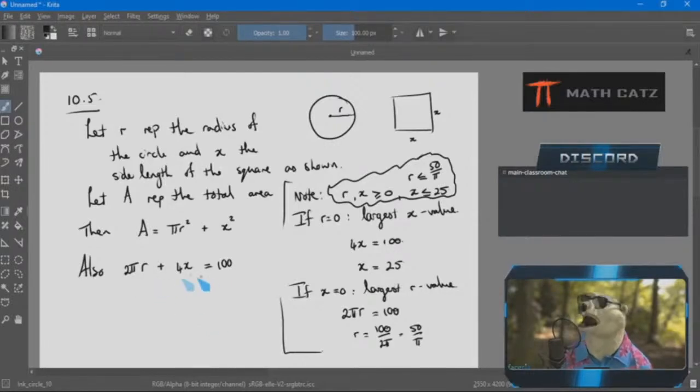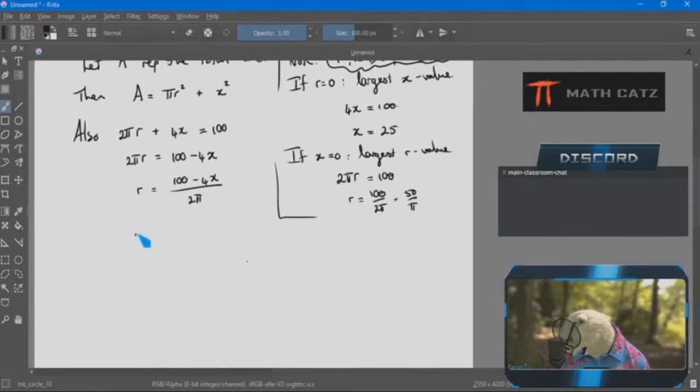Now you can decide which one do I want to eliminate here. Let's go for r, why not? So 2 pi r equals 100 minus 4x. So r equals 100 minus 4x over 2 pi. I could simplify that a little bit more if I really wanted to, and why not? It's not hard to do. 50 minus 2x over pi. I'll put a little circle around that, circular shape, so I can find it easily when I need to.